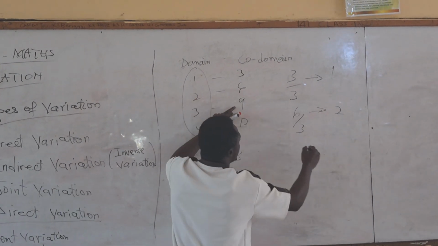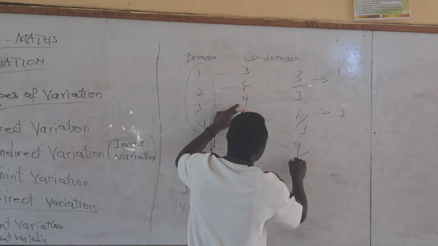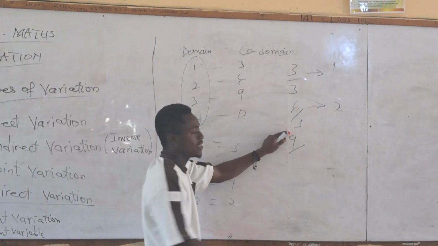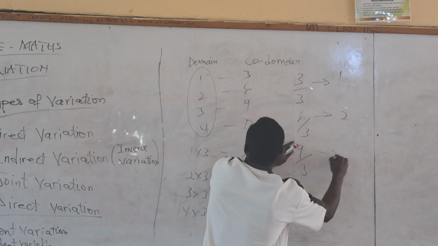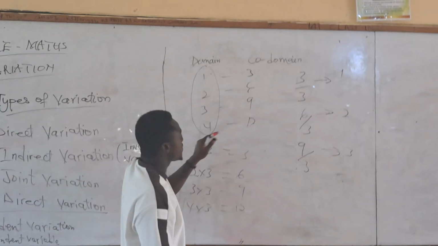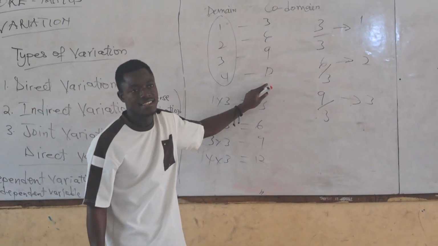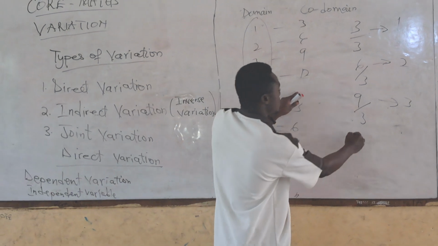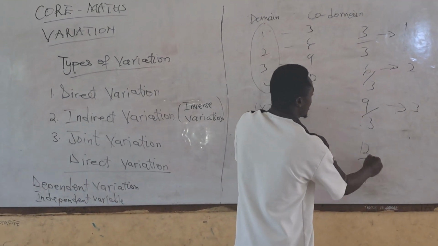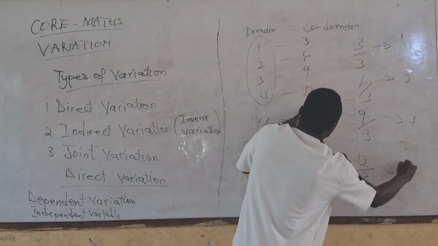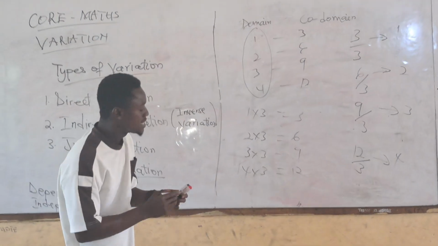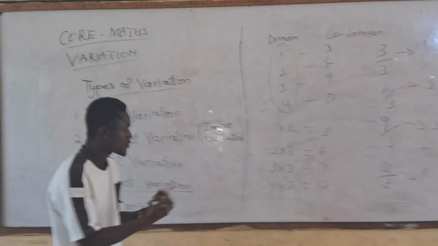Value here, 2. If I take this 9 divided by the same 3, I have to get the corresponding value here. If I take this 12 here and I divide it by the same 3, I have to get the corresponding value here, which is 4. Are you okay? Now, let's write the formula.